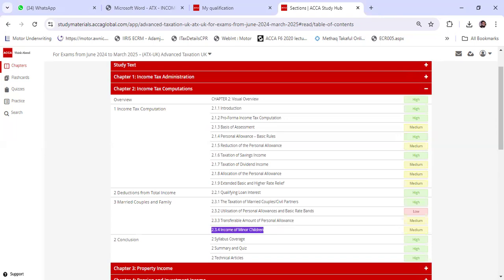So this happens. If a minor earns income, what will we do? We will learn that here. All other topics are the same; we learned them. The one new topic is here. And that's it for my introduction to the ATX class.